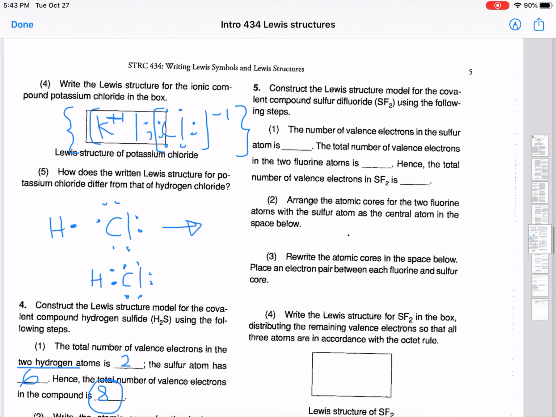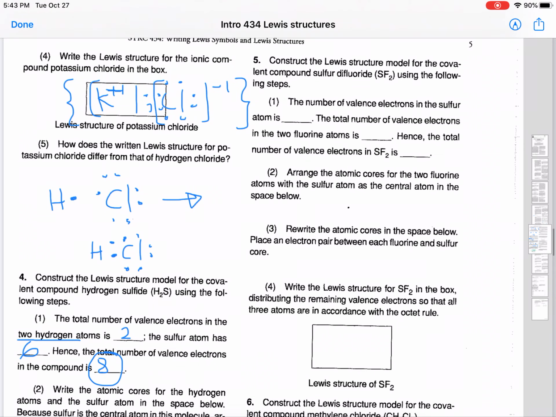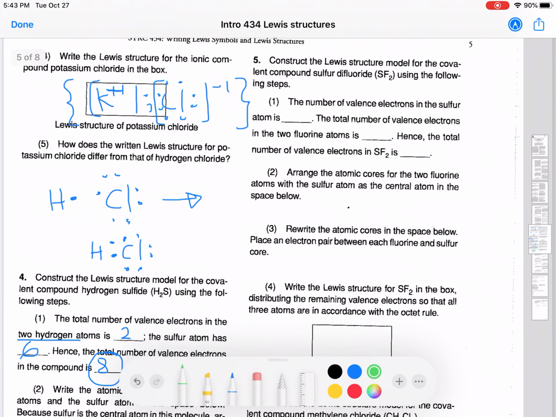And then construct the Lewis structure model for the covalent compound sulfur difluoride using the following steps. Number of valence electrons in the sulfur atom. Sulfur again, refer to your periodic table. Sulfur is in group 6. So it has 6 valence electrons. And then the 2 fluorine atoms. So fluorine is in group 7. Each fluorine has 7 electrons. There are 2. So 7 times 2, 14. So the total number of valence electrons, 14 plus 6, is going to be 20.